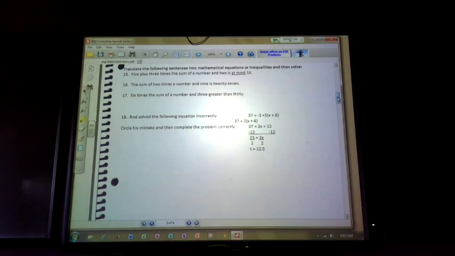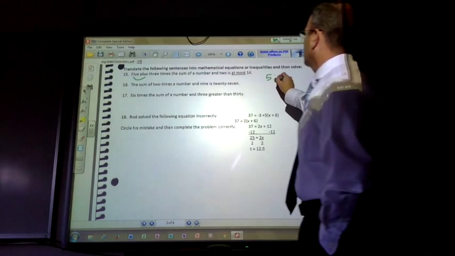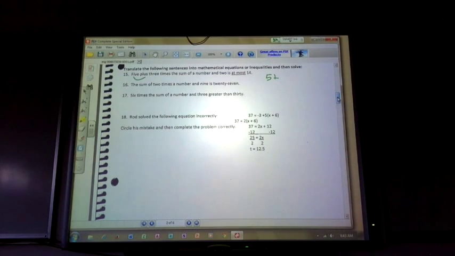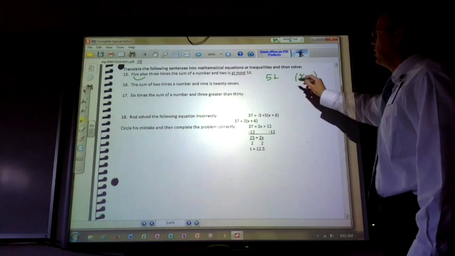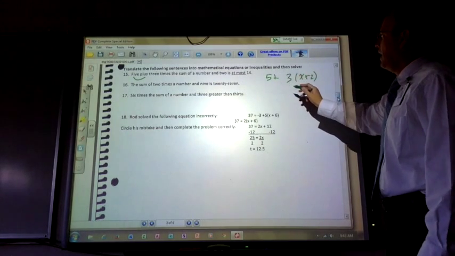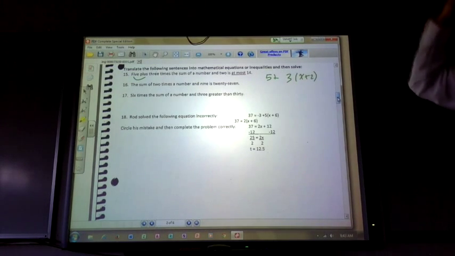All right, let's see if we can figure this out. 5 plus. Okay, 5 plus. I think I can handle that. Still with me? All right. 3 times the sum of a number and 2. 3 times, so that's multiplication, the sum of a number and 2. Well, the sum of a number and 2 is x plus 2, and we want 3 times that, is at most 14.